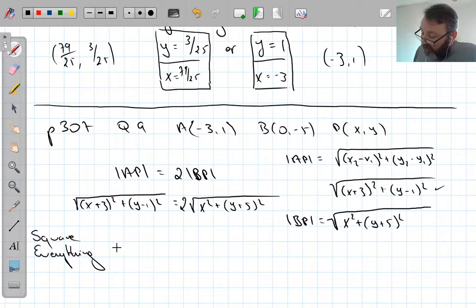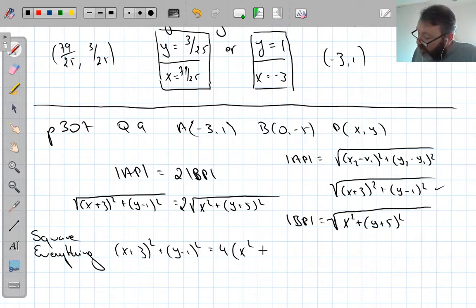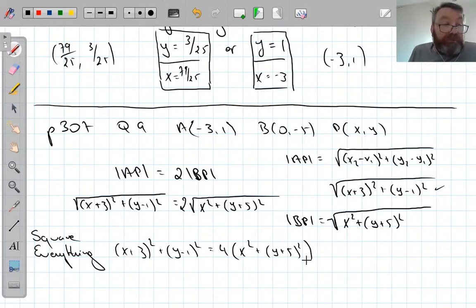So when you square this side, you get x plus 3 to be squared, plus y minus 1 to be squared. And when you square the other side, you get 4 times x squared plus y plus 5 to be squared. Now, that doesn't look like anything like your answer. Your answer is supposed to be x squared plus y squared minus 2x plus 14y plus 30 equals 0. What do we do? You've got to work this thing out, okay?